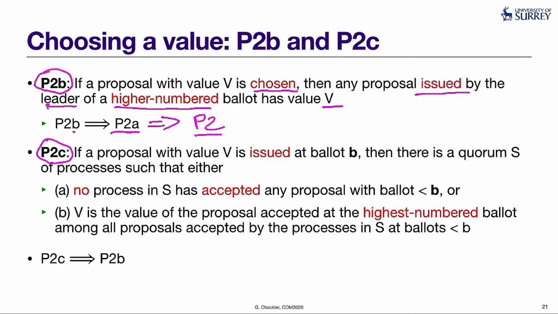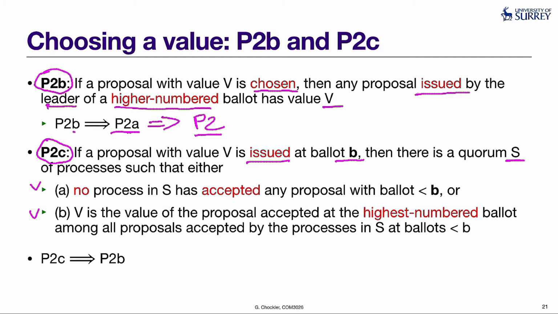And this is what P2C says. If a proposal with value V is issued, and of course that could only be done by the leader of a ballot B, then there is some quorum S of processes such that either A or B is satisfied.